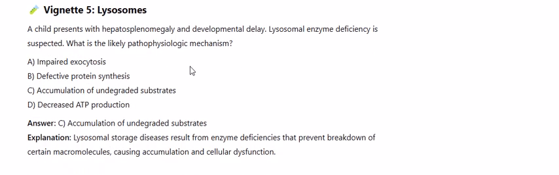Vignette 5. Lysosomes. A child presents with hepatosplenomegaly and developmental delay. Lysosomal enzyme deficiency is suspected. What is the likely pathophysiologic mechanism? A. Impaired exocytosis. B. Defective protein synthesis. C. Accumulation of undegraded substrates. D. Decreased ATP production. Answer: accumulation of undegraded substrates. Explanation: lysosomal storage diseases result from enzyme deficiencies that prevent breakdown of certain macromolecules, causing accumulation and cellular dysfunction.